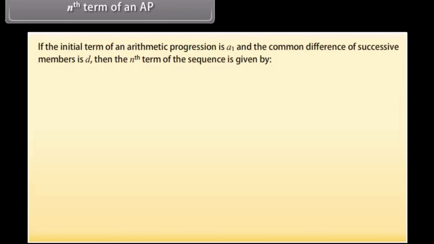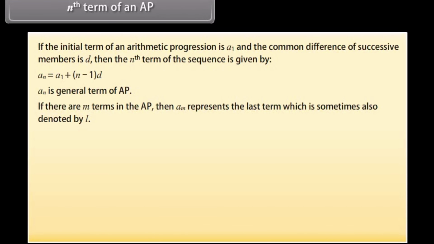Nth term of an AP. If the initial term of an arithmetic progression is A1 and the common difference of successive numbers is D, then the nth term of the sequence is given by An is equal to A1 plus (n minus 1) into D. We know that An is also called the general term of the AP. If there are m terms in the AP, then Am represents the last term, which is sometimes also denoted by L.